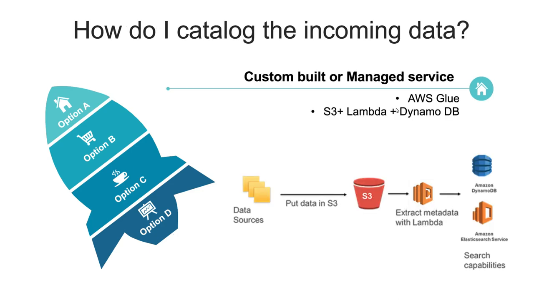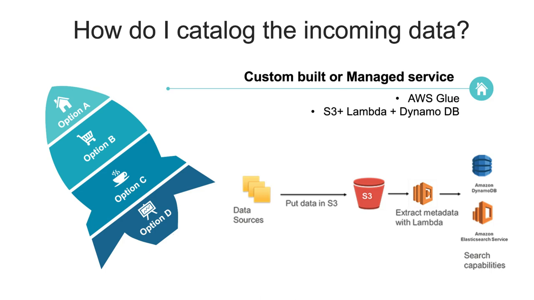Another important question can be, how do I catalog the incoming data? So there are two ways. Either we write a custom built program using Lambda, which means that whenever data comes in to a landing zone S3, there is a Lambda trigger. Lambda is a serverless execution of your code, and it just triggers an event. So S3 can trigger an event as soon as the file lands. Lambda function can be called, which actually does this extraction of metadata and puts it into DynamoDB.